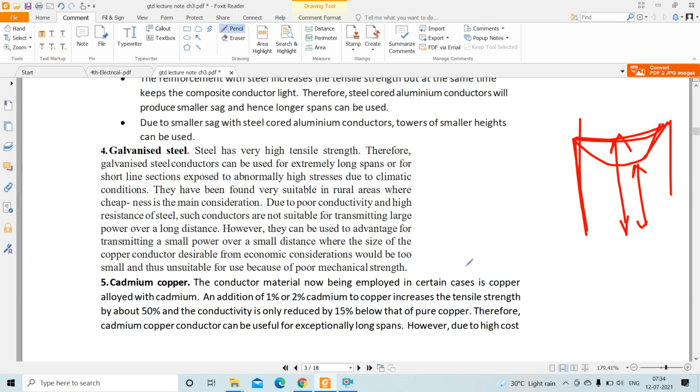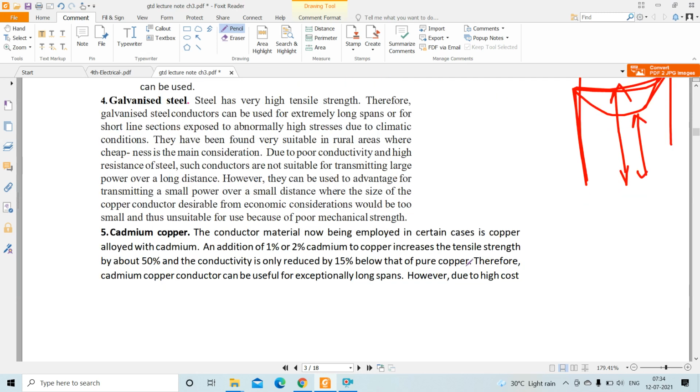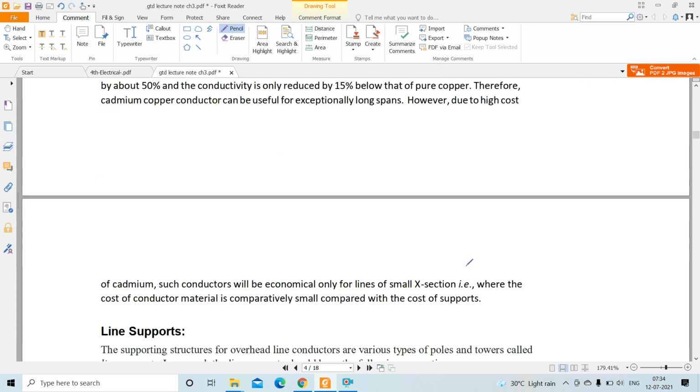So when we use the alloy of copper, cadmium copper, the conductivity is reduced by 15%, but tensile strength increased by 50%. Therefore cadmium copper conductor can be useful for exceptionally long span. However, due to high cost of cadmium, such conductor will be economical only for lines of small cross section. See, cadmium is not economic, its cost is very high.